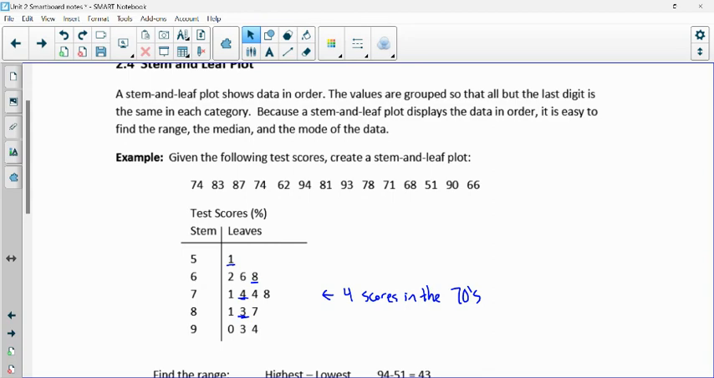We can count our total number of leaves, and that should equal our total number of data. So if we count our leaves, we have 1, 2, 3, 4, 5, 6, 7, 8, 9, 10, 11, 12, 13, 14. There's 14 leaves, and we have 14 scores in our data set also. So your number of leaves always equals your data set.